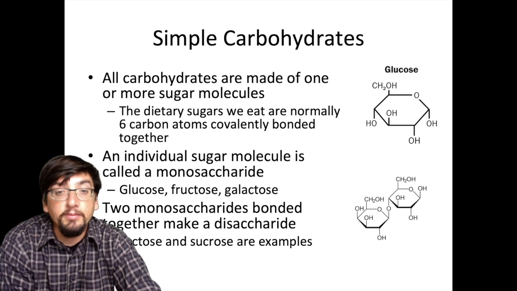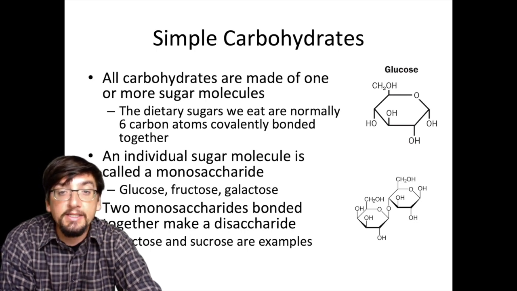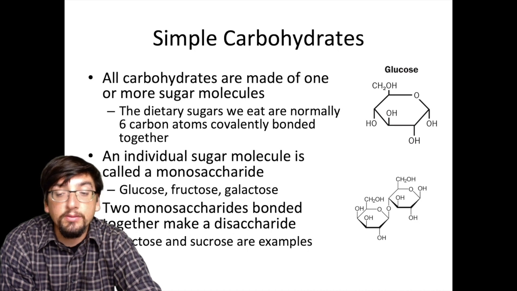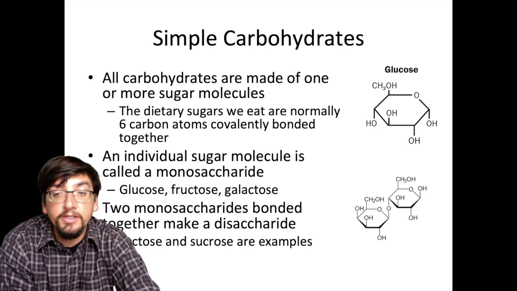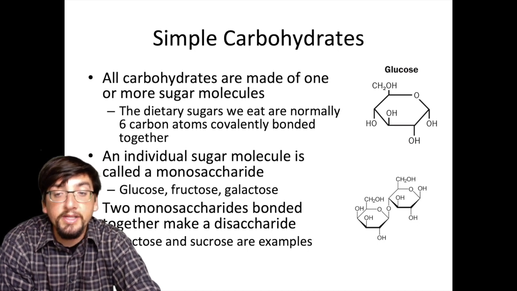Okay, so first up, when we say the word carbohydrate, what we're talking about is one or more of these rings of sugar. Normally, the carbohydrates in our body that are the regular energy-carrying kind are 6 carbons bonded together covalently along with a bunch of oxygens and hydrogens. And one of these rings is what's called a monosaccharide.